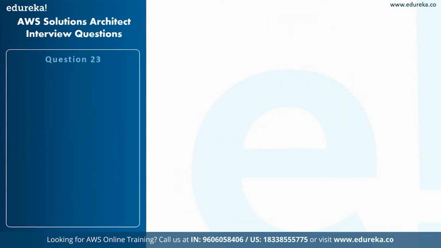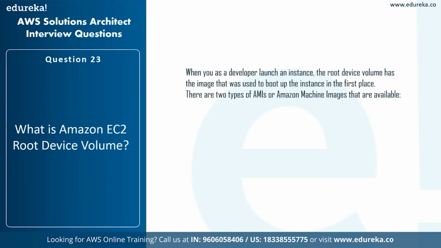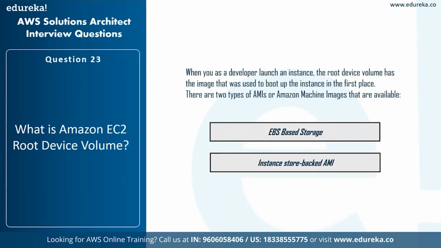Now moving on to the next question, what is the Amazon EC2 root device volume? When you as a developer launch an instance, the root device volume has the image that was used to boot up the instance in the first place. There are two types of AMIs, or Amazon machine images, that are available. First we have the EBS based storage, that is Elastic Block Storage, and then we have the instance store backed AMI. So this is what the Amazon EC2 root device volume is all about, and also the two types of AMIs available.